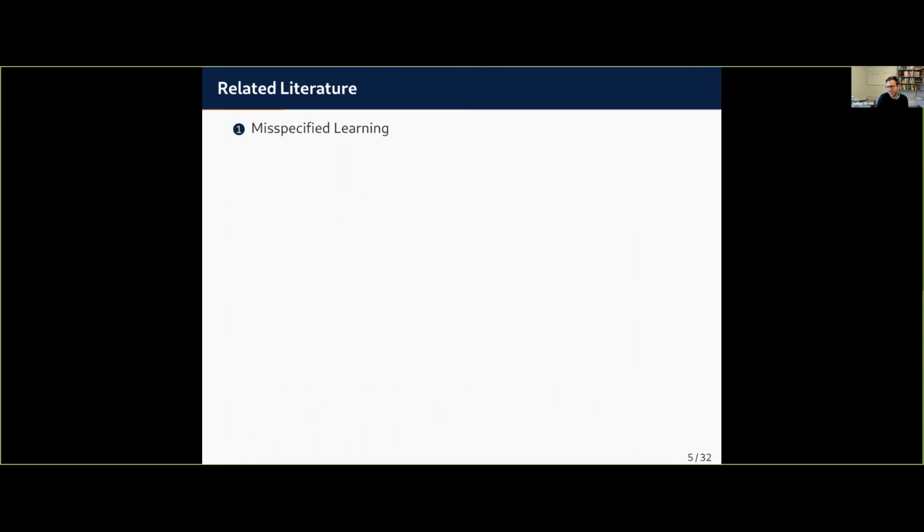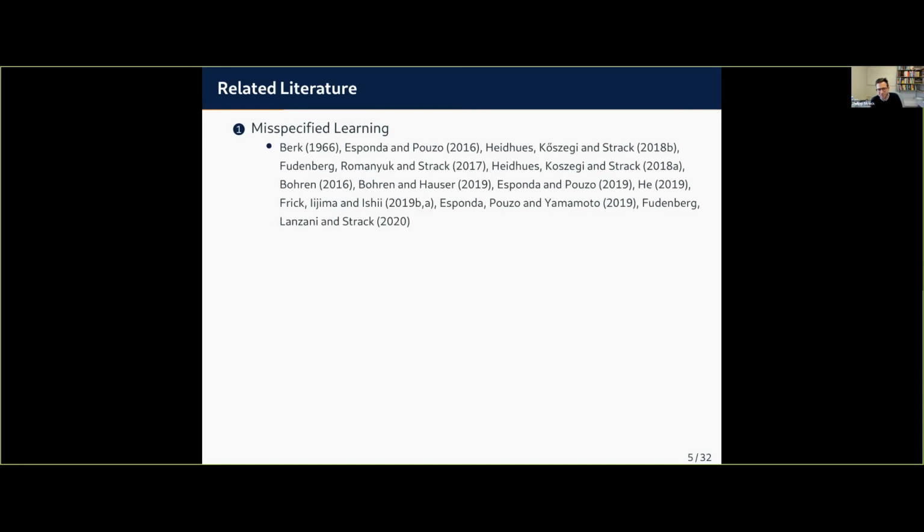Let me briefly tell you about the literature. There's a large literature on misspecified learning. And what mainly sets us apart is that in this literature, people study how your own actions might confuse you and reinforce misspecifications. But typically, these models have a low dimensional belief space. What is different here is that there are no actions. Information is just going to be exogenous, but we're interested in this high dimensional learning environment.